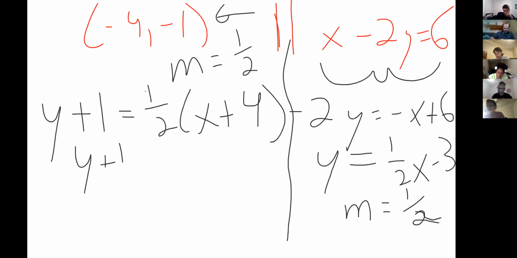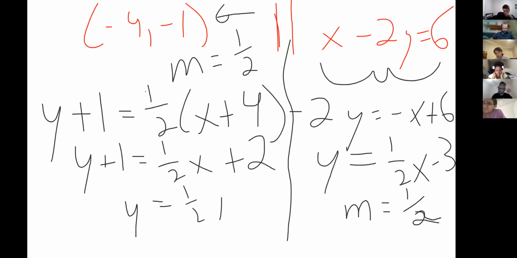y plus 1. I believe I have to distribute this thing. That will give me 1/2 x plus 1/2 of 4. I believe this gives me 2. And then I think I got to subtract 1. So a lot of the same sort of work happening here as the previous problems. The new thing is the parallel, right? Trying to see what parallel is.